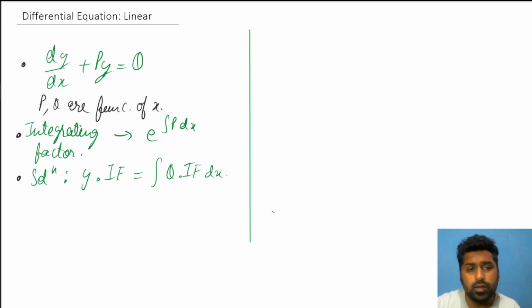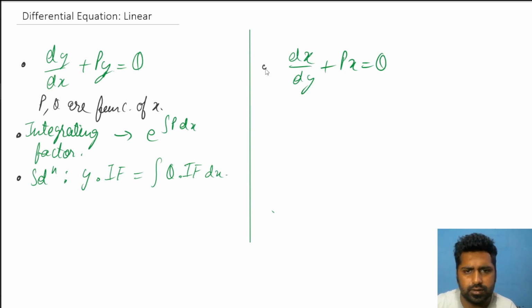Okay. Another way this can be written is, instead of y and x, we can replace this. Okay, y will be replaced by x and x will be replaced by y. Okay, so the other form is dx by dy plus px is equal to q. We are just interchanging x and y. Okay, so everything will be pretty much same, just will change x and y. Again, same thing, p and q are functions of y. Okay.